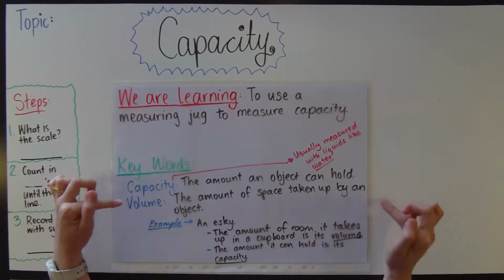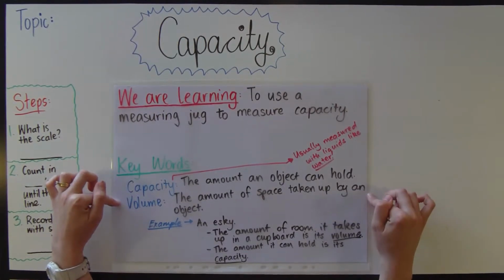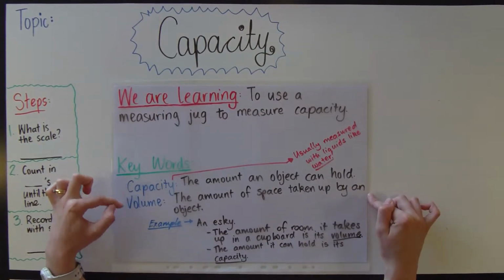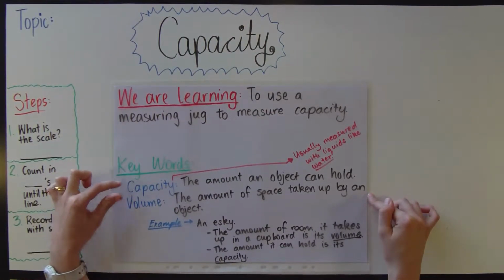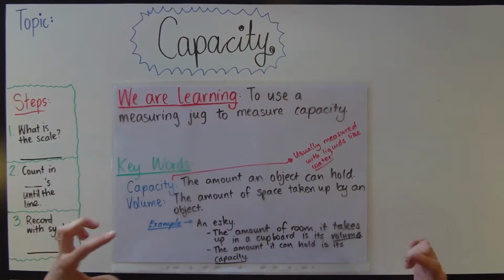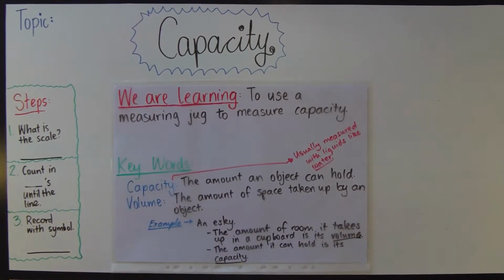Volume, on the other hand, is the amount of space taken up by an object. I'm putting in this definition for volume because some people get very confused between what capacity is and what volume is. So just an example to demonstrate both of those is an esky.